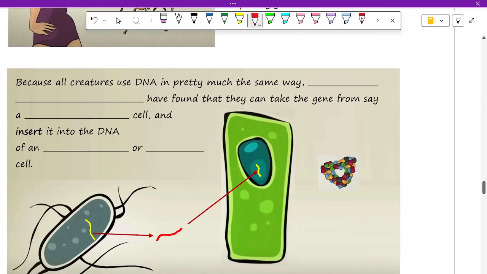Because all creatures use DNA in pretty much the same way, genetic engineers have found that they can take a gene from, say, a bacteria cell and insert it into the DNA of a plant or animal cell.